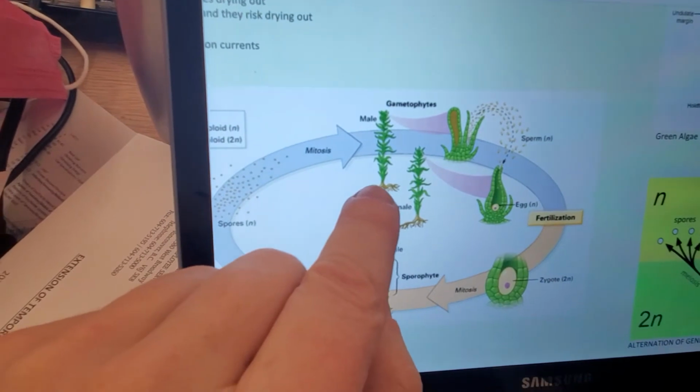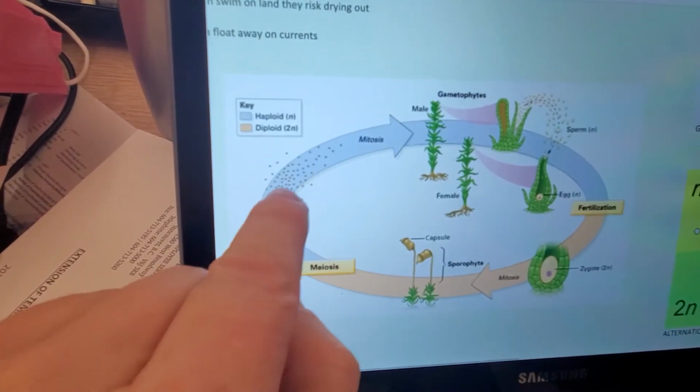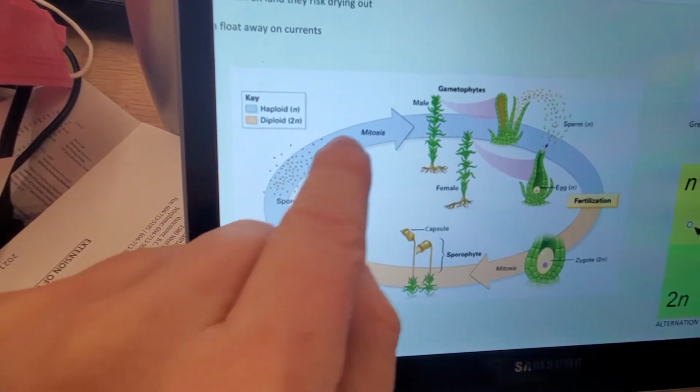So meiosis will produce haploid sperm and eggs. Now, the female plant and the male plant are haploid. That's also important.